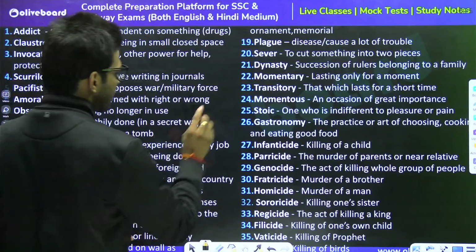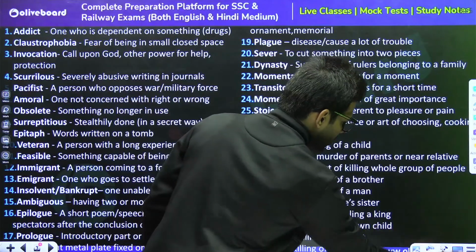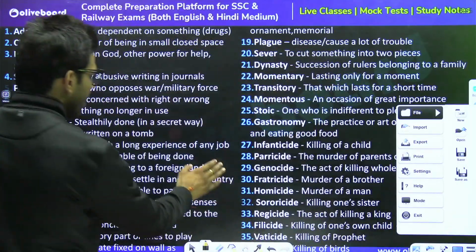Transitory in the same list. But momentous, okay, I'll check the pen. This is quite new to me here, this setup. So I don't want any trouble in between.